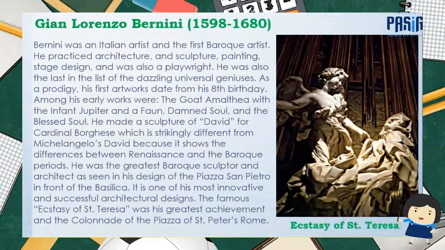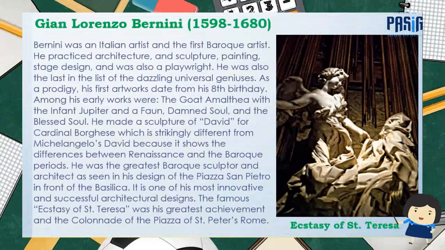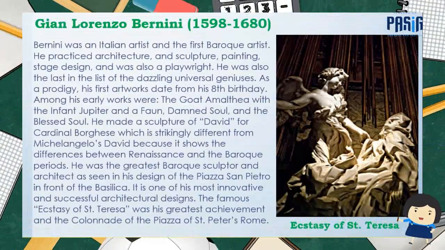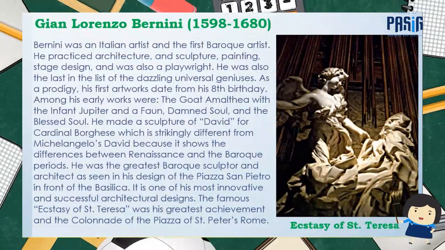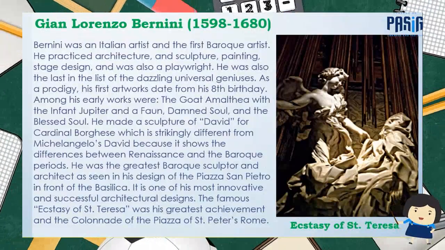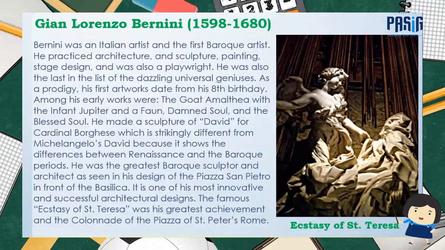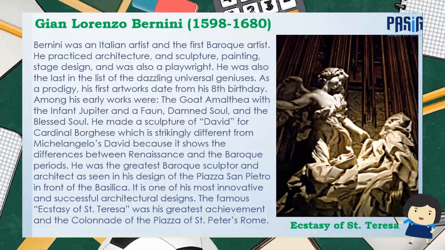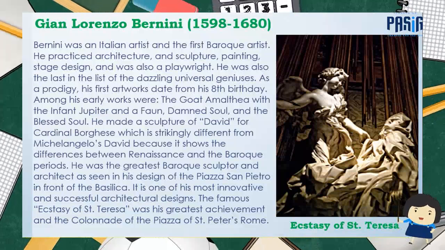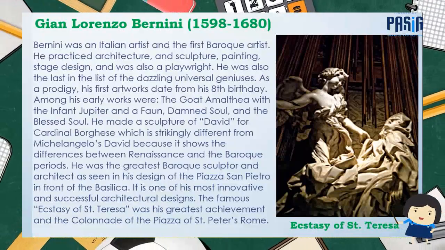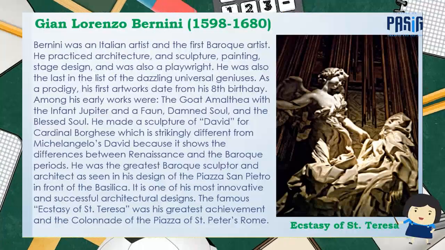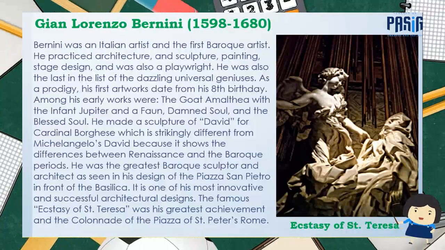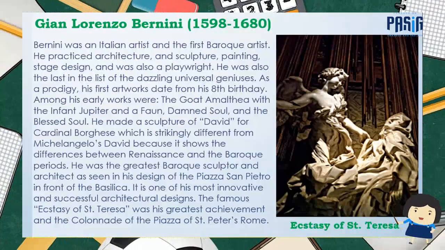Next, let's get to know Gian Lorenzo Bernini. So did you know that Bernini was an Italian artist and the first Baroque artist? He practiced architecture, sculpture, painting, stage design, and was also a playwright. Wow! He was also the last in the list of the dazzling universal geniuses. As a prodigy, his first artworks date from his 8th birthday. Among his early works were the Goth Amalthea with the infant Jupiter and a fawn, Damned Soul, and the Blessed Soul.